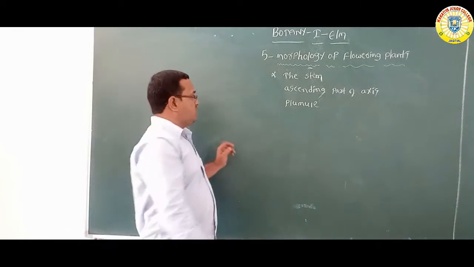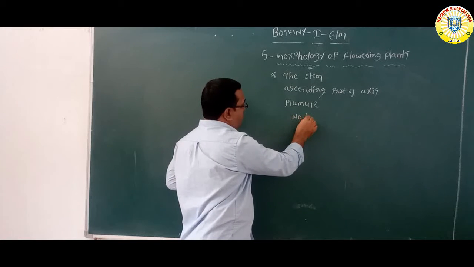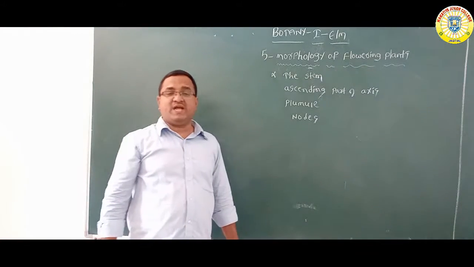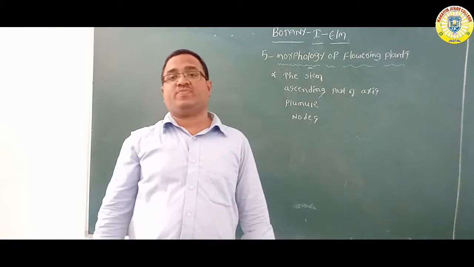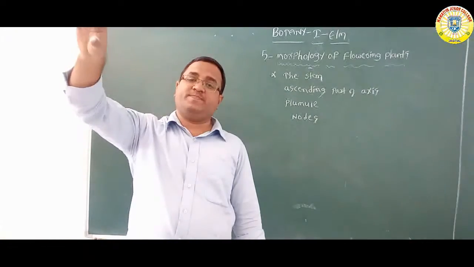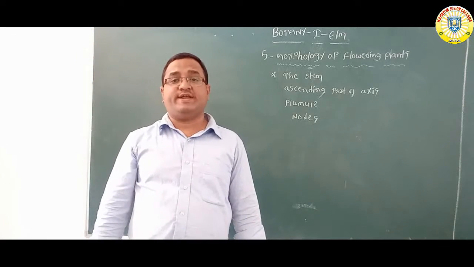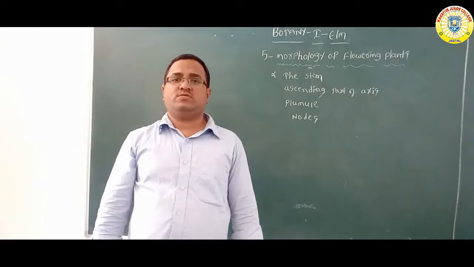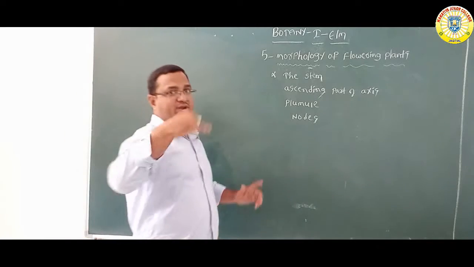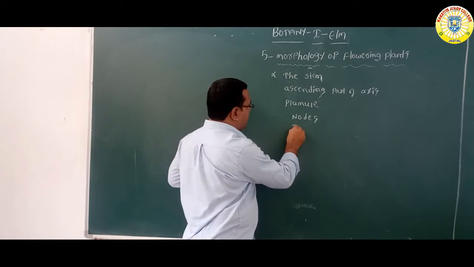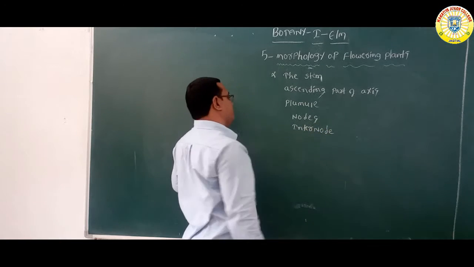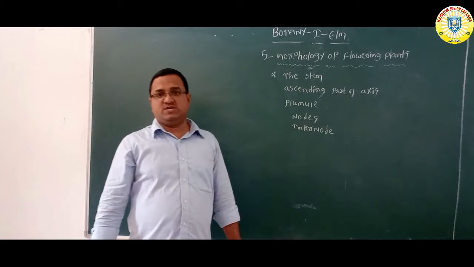Stem has nodes. What are nodes? Node means the region of the stem where leaves are arranged. That is called a node. The portion between two nodes is called an internode.